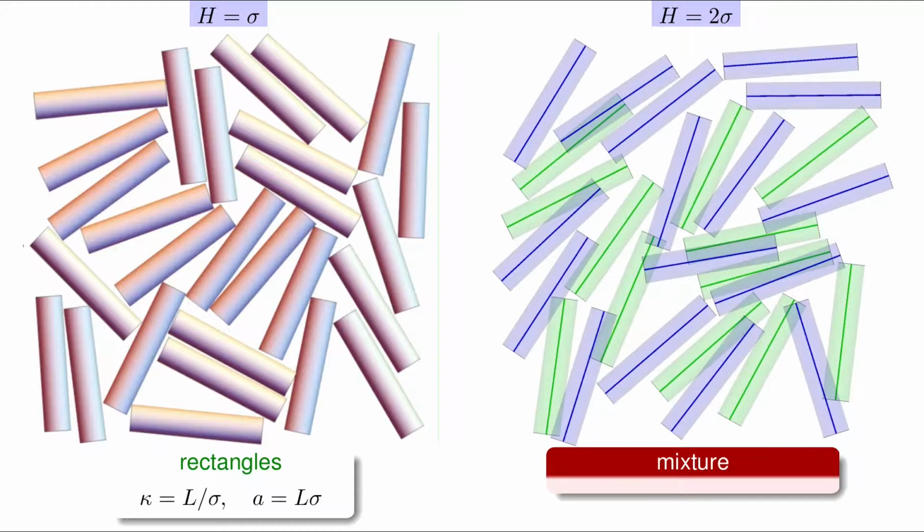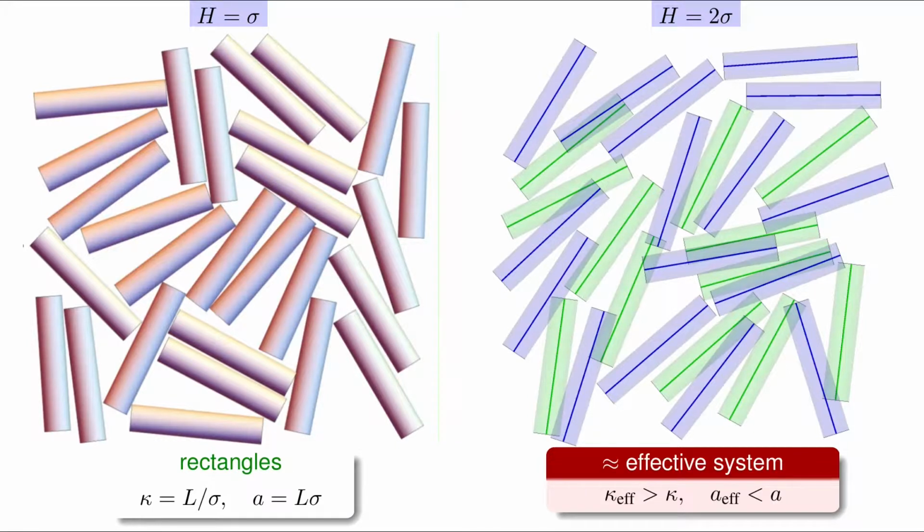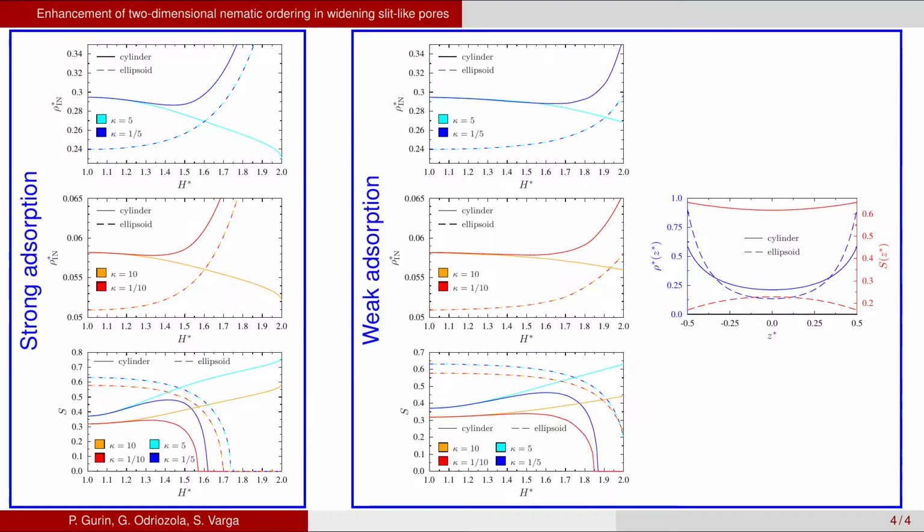Effectively, this two-dimensional mixture of the blue and green particles can be approximated by a monodisperse system of particles with an effective aspect ratio and an effective particle cross-section. This effective system has less packing fraction, but a larger effective aspect ratio, and it turns out that the latter one is more important. This geometric argument can give us a simple picture. However, it cannot explain the details of the more elaborated behavior of the plate-like particles. Moreover, it cannot provide quantitative results.